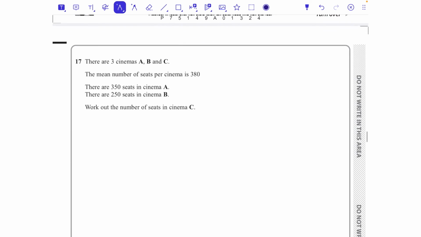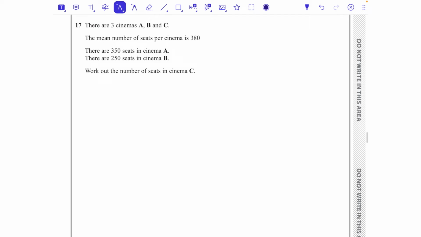Okay, question number 17. There are 3 cinemas, A, B and C. The mean number of seats per cinema is 380. There are 350 seats in cinema A, 250 seats in cinema B. How many seats are in cinema C? So we know that the mean is when you add them all up and then divide by how many. And we know that there are 3 cinemas.